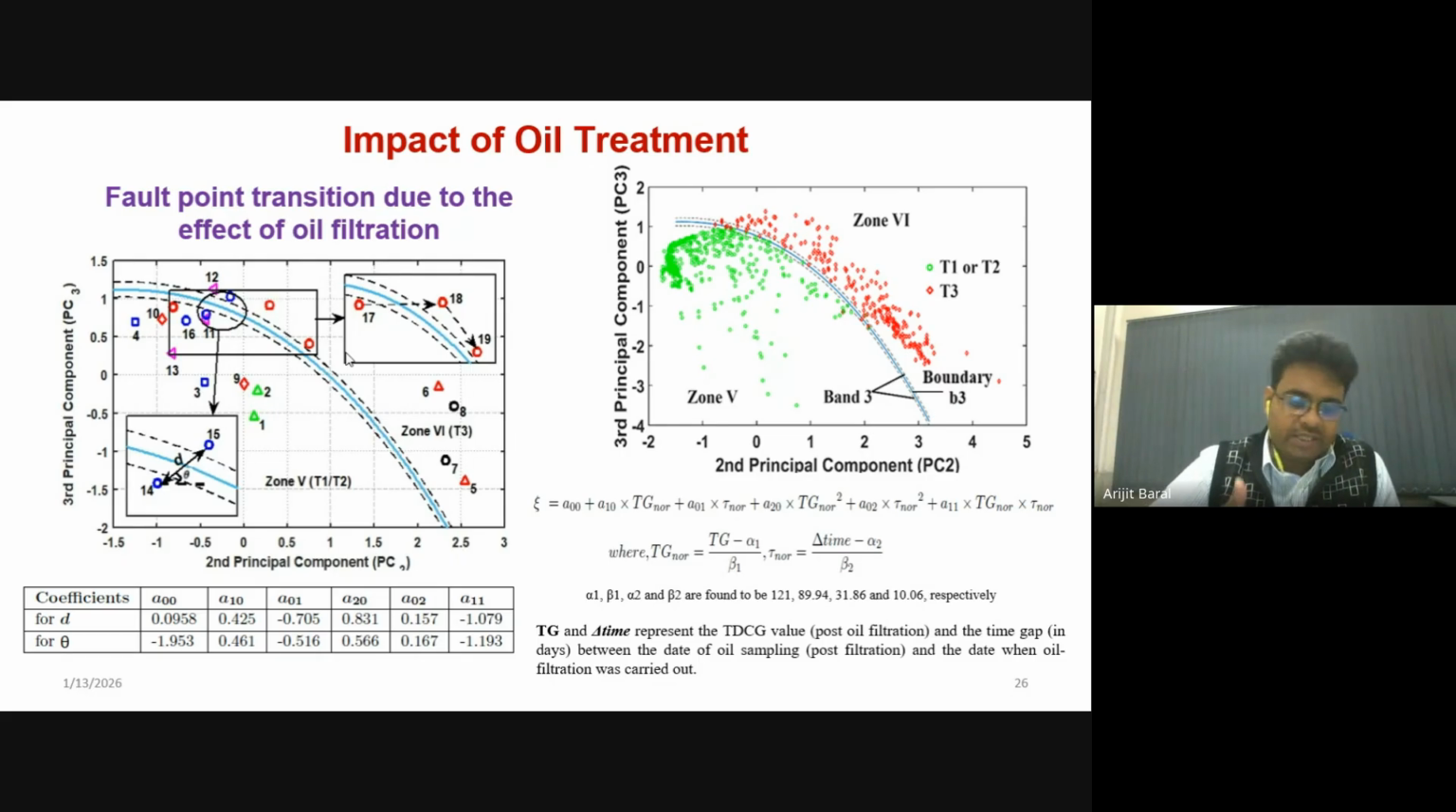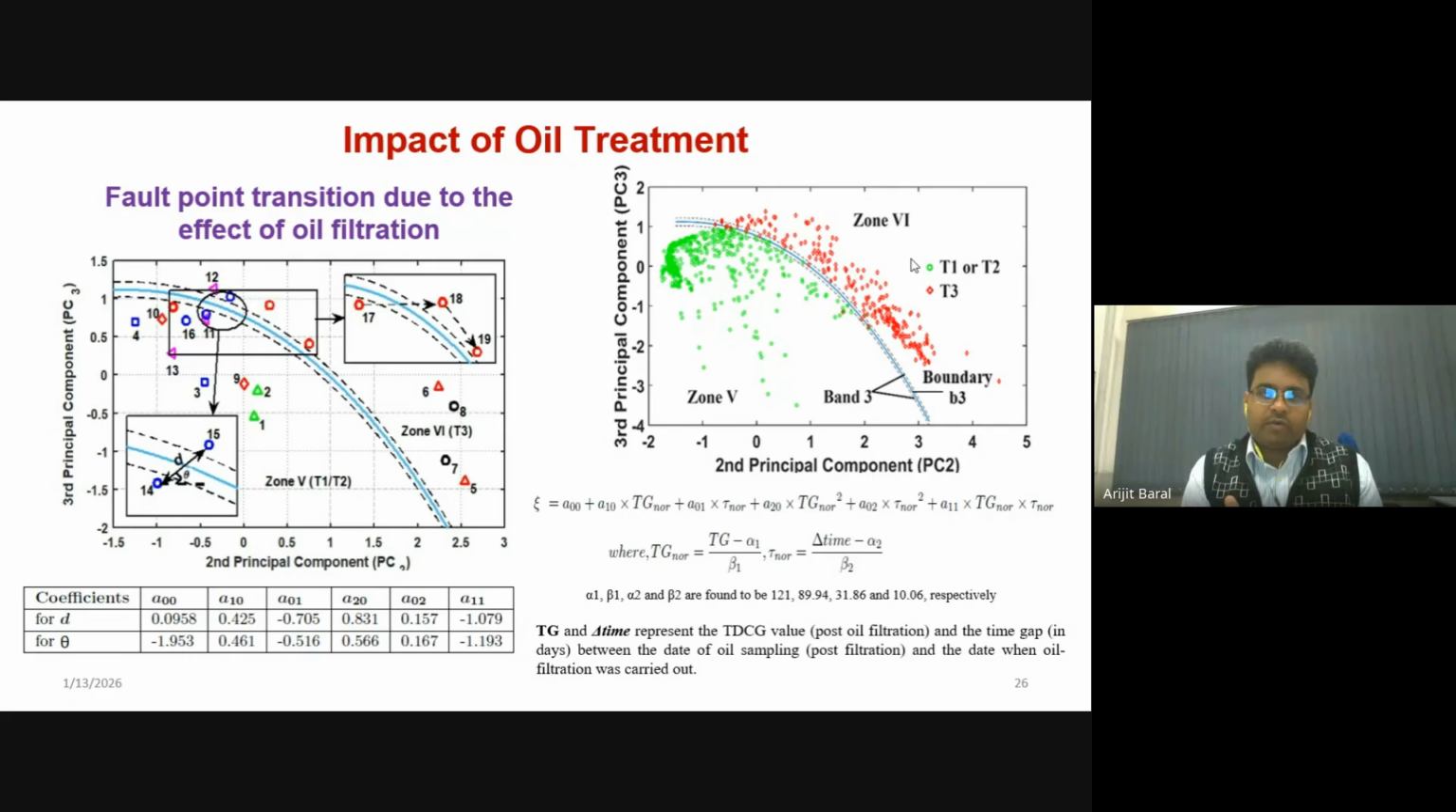Now, on the left hand side, you can see the transition that is seen for a particular transformer over the years. That means previously, this data point 17 was in zone 5, which represented low energy thermal fault. But over time, because no preventive action was taken, it has transitioned into zone 6, which represented high energy thermal fault. Now, internally, what does it mean?